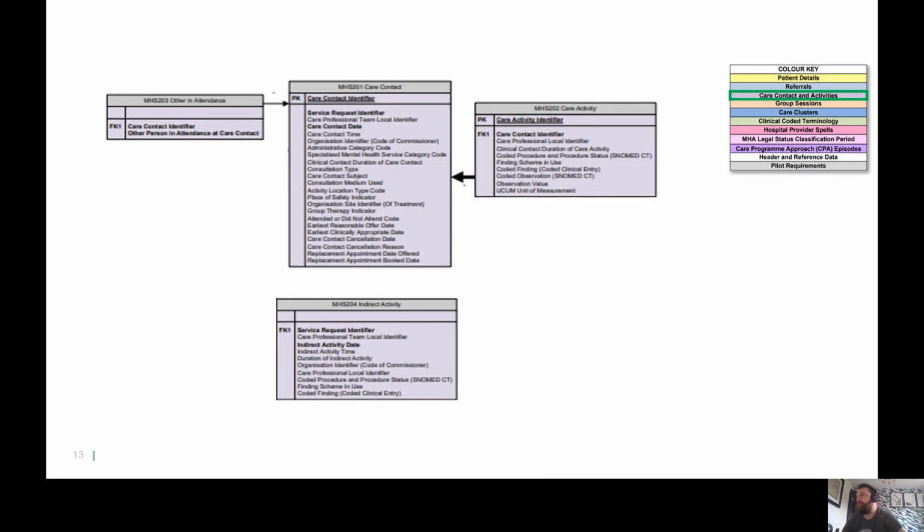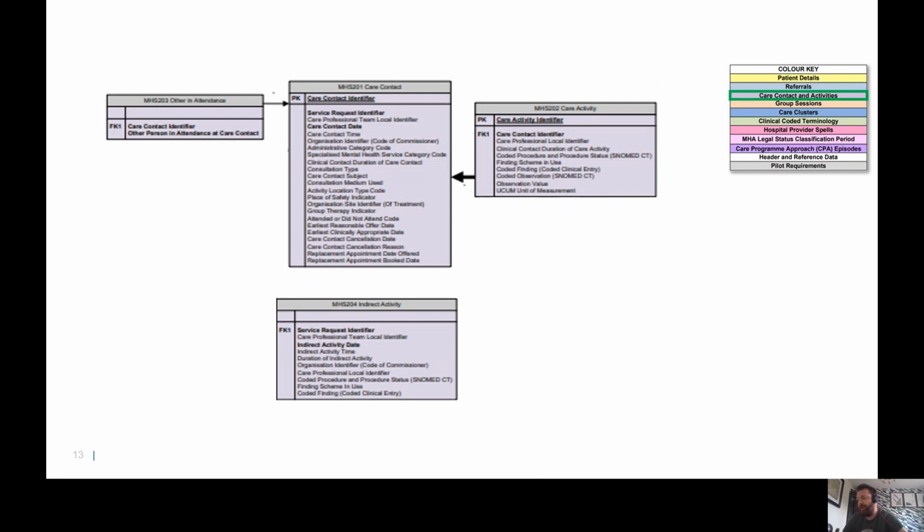We have the care contact table, which talks about the consultation type, whether it was face-to-face, telephone, or more online consultation mechanisms, which are becoming much more popular as well, and whether the contact was attended or not, those kinds of things. And then hanging off that table is the care activity table, which is where we'll first come across SNOMED. So each care contact may have multiple care activities associated with it.